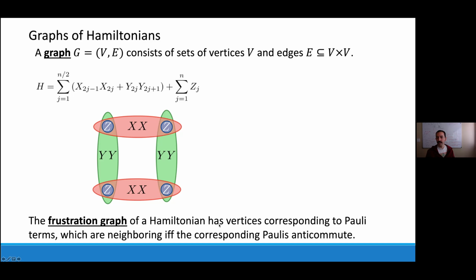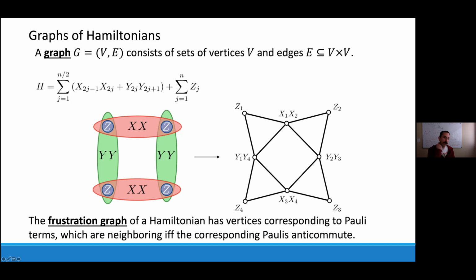So the Hamiltonian has vertices corresponding to the Pauli terms, and two vertices, or Pauli terms, are neighboring if and only if the corresponding Paulis anti-commute. So let's work out what the graph is associated to this pseudo XY model.